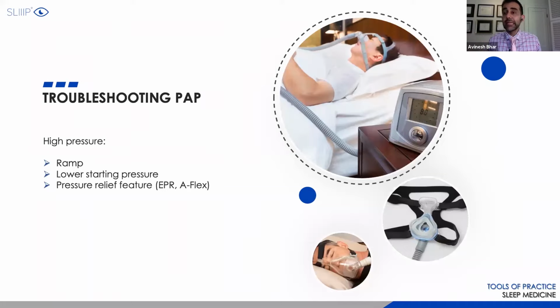But I wouldn't immediately change the pressure settings just because the patient complains of high pressure, because you want to find out, are they having difficulty falling back asleep? Because they just may have woken up and it may not have been the pressure. It's just that they woke up from deeper sleep, and the pressure requirements were higher there.